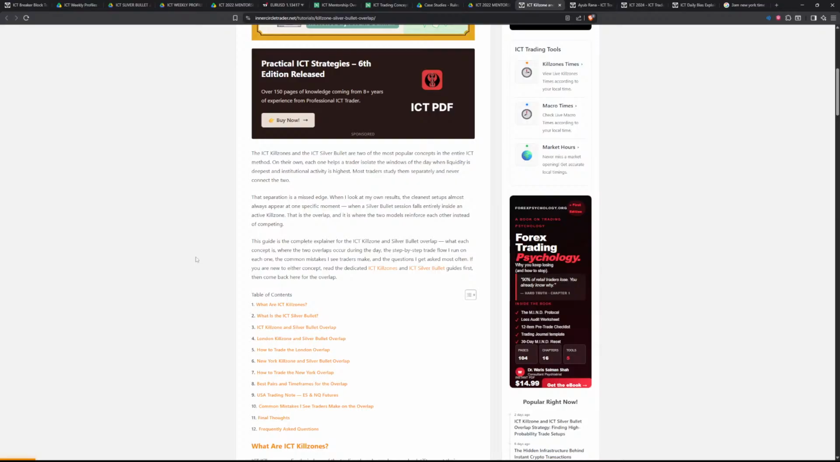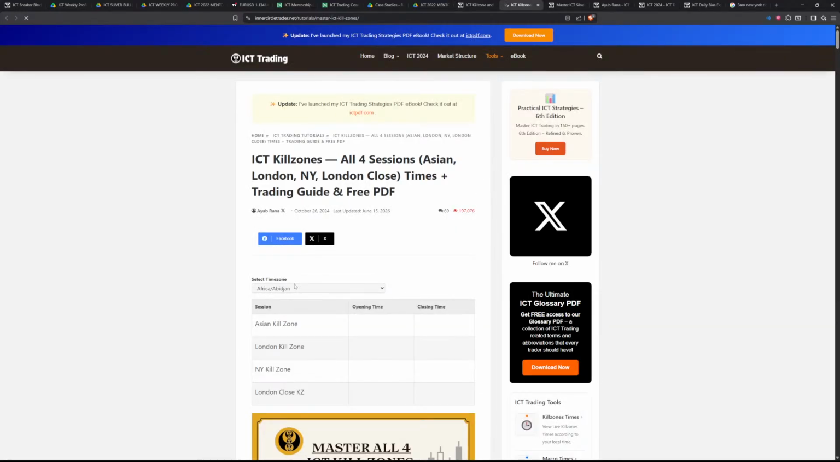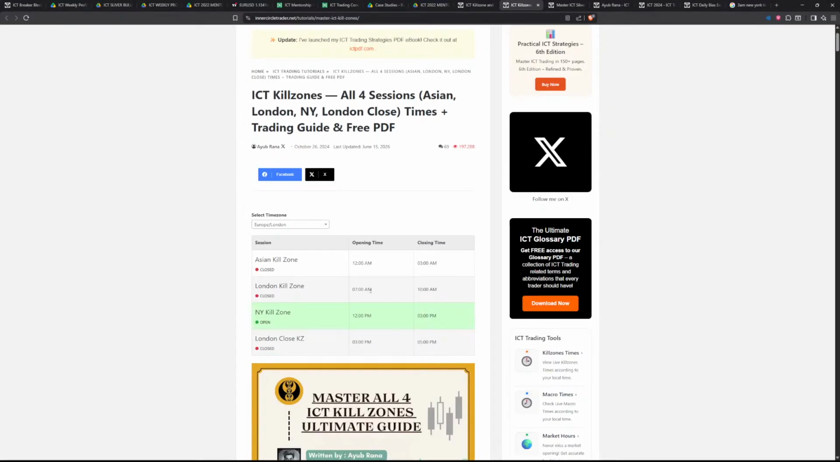This guide is the complete explainer for ICT kill zone and silver bullet overlap, which covers what each concept is, where the two overlaps occur during the day, the step-by-step trade flow I run on each one, the common mistakes I see traders make, and the questions I get asked most often. If you are new to either concept, read the dedicated guide first and come back here. Let me just have a quick glance. Yep. What? No, it's not 12 to 3.